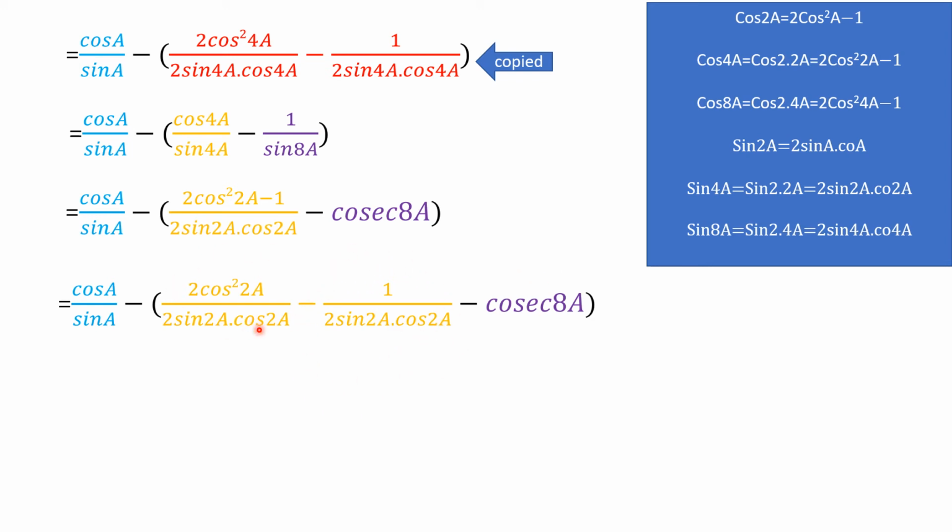Okay, again simplification. This 2 and this 2 can be cancelled. Here is cos 2a and here is cos square 2a. So square and cos 2a cancelled. And this 1 over 2 sine 2a into cos 2a. 2 sine 2a into cos 2a is sine 4a. So it is 1 over sine 4a. Isn't that so? So instead of this, we have written 1 over sine 4a. I hope this is clear. Thereafter, 1 over sine 4a is cosec 4a.